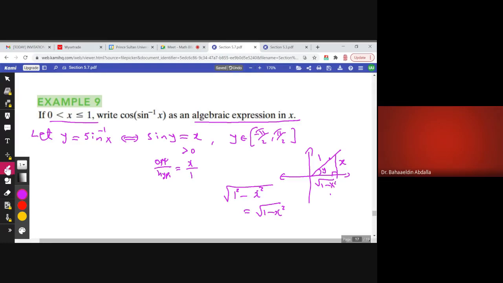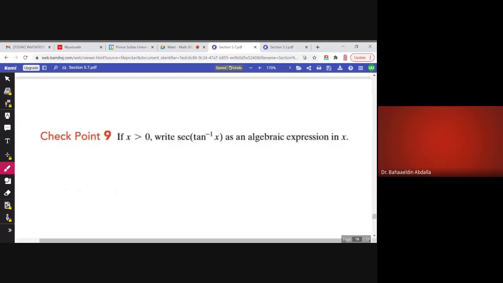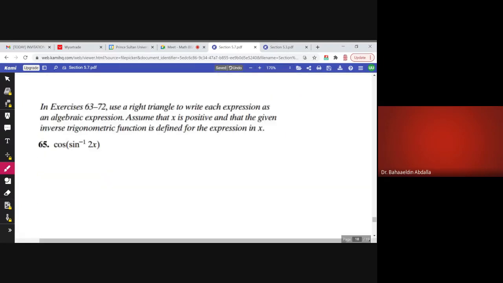Now what do we need? We need cosine of sine inverse x, but sine inverse x is y. So what is cosine of this angle? Adjacent over hypotenuse, so square root of 1 minus x squared over 1, or just the square root of 1 minus x squared. This is a similar question. Please do it exactly the same, and x is positive.